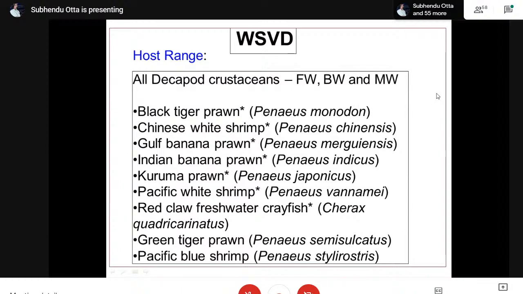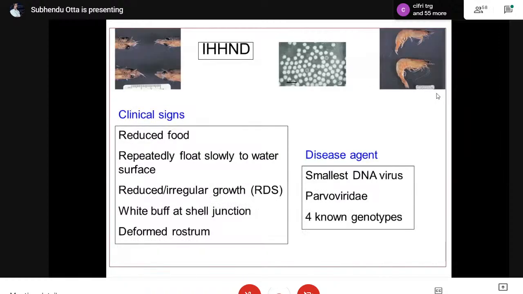As I told, it can occur in freshwater, brackish water, and marine water, in freshwater prawns, marine prawns, and all kinds of decapods. They can be infected by this virus. Some act as hosts and some act as carriers. Because of this, it is almost like bacteria: once it comes into the system, it is very difficult to eradicate the virus. So the best way is to keep it away and not allow it to enter your system.